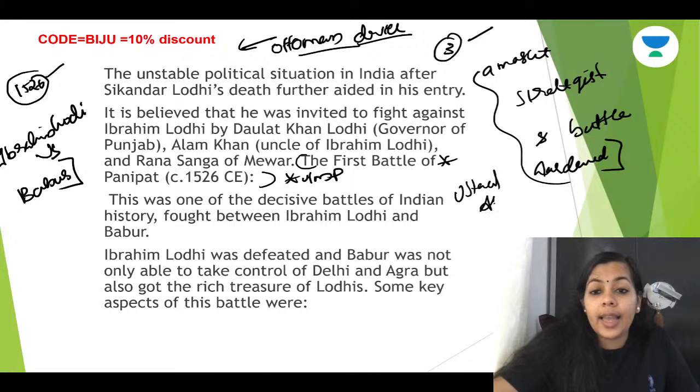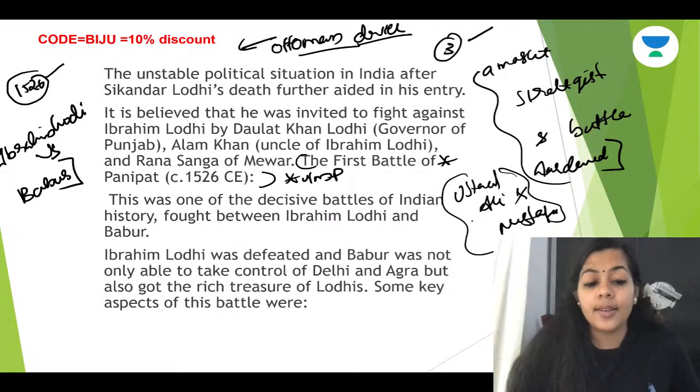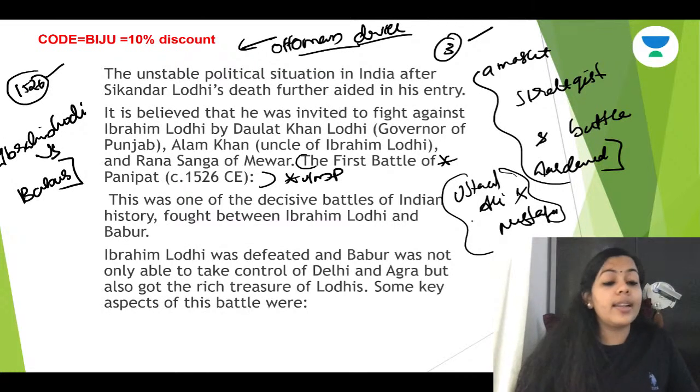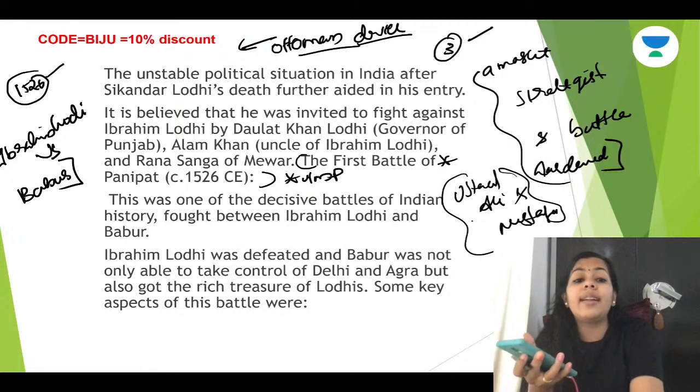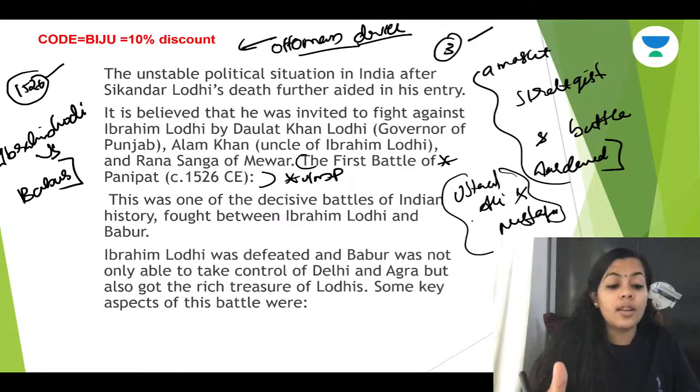And he also had two persons, Ustad Ali and Mustafa. These two persons were well known for their military tactics. They knew how to use artillery attacks and how to attack. So this was another advantage for Babur.